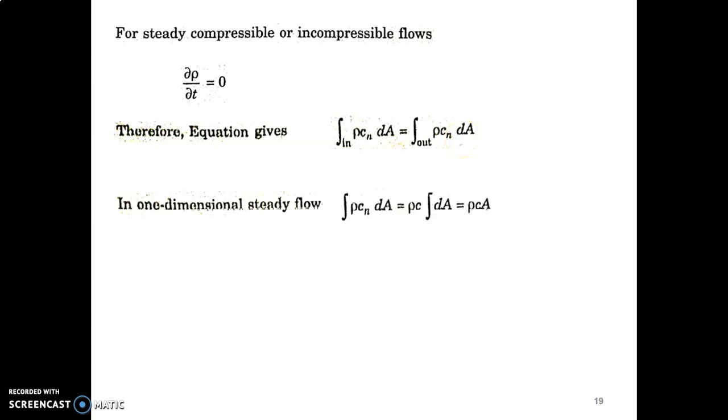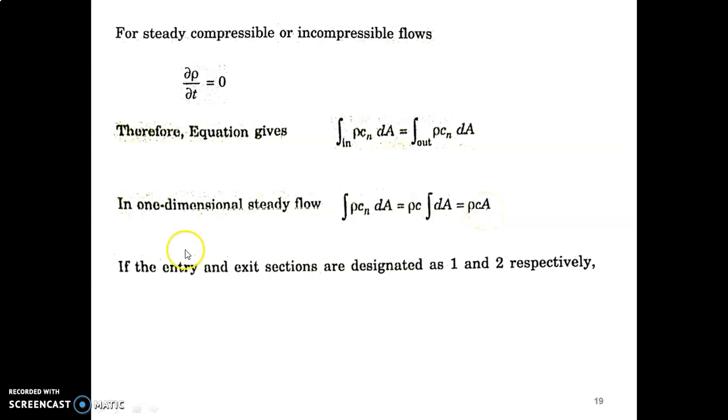Now for one dimensional steady flow, we can take the velocity as the same and the density as a constant value. We can take rho and c outside, and inside the integral only the area dA will remain. After integrating this, we will get the term A. So the expression will change to rho cA.